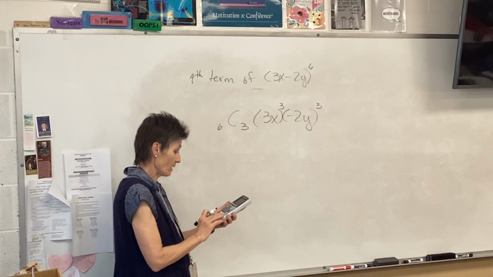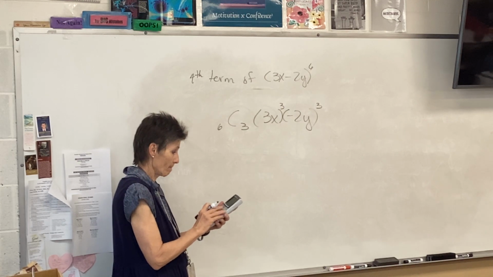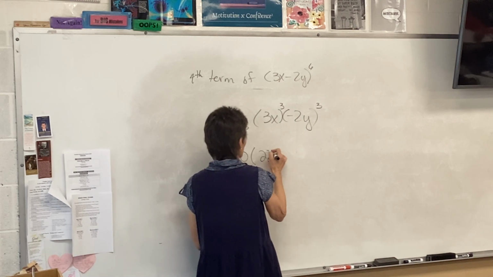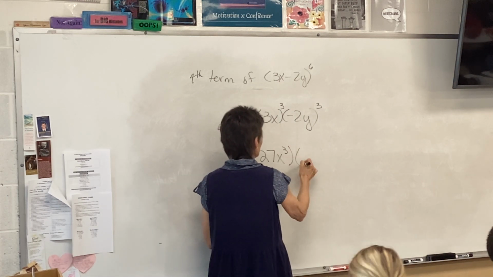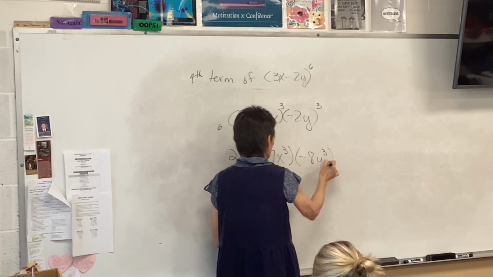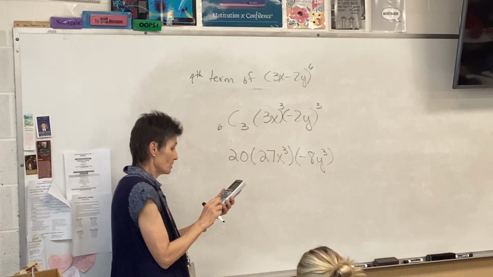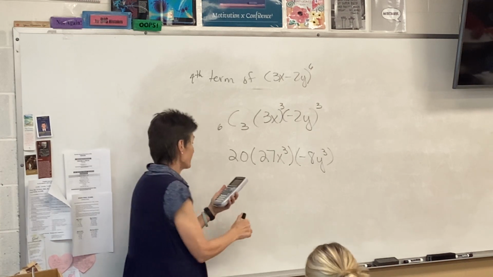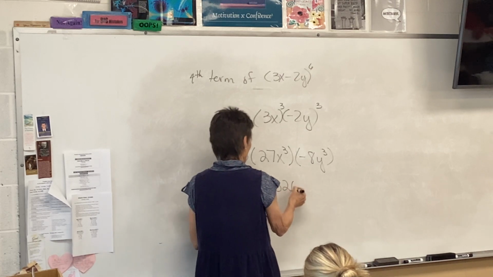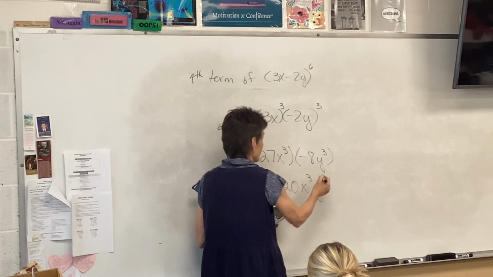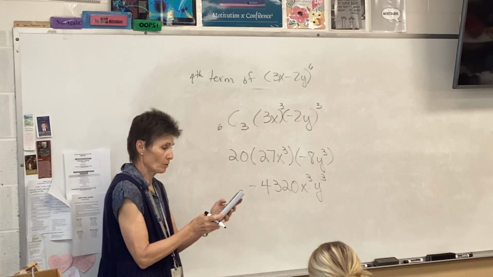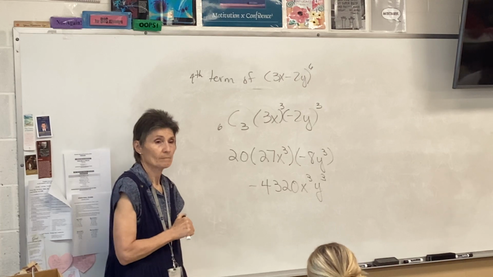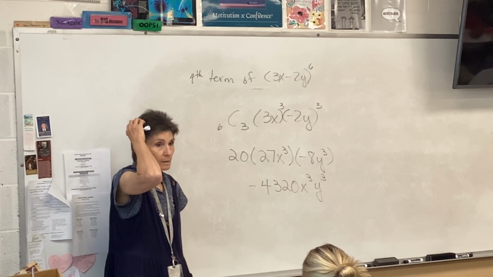So now I'll figure out what I've got. So that's 20. 27x cubed and negative 8y cubed. So I have to multiply 20 times 27 times negative 8. So negative 4320 x cubed y cubed would be the fourth term of that expansion. Alright?